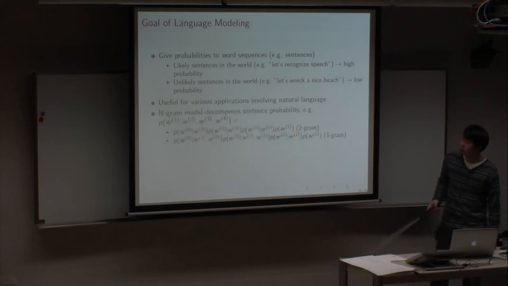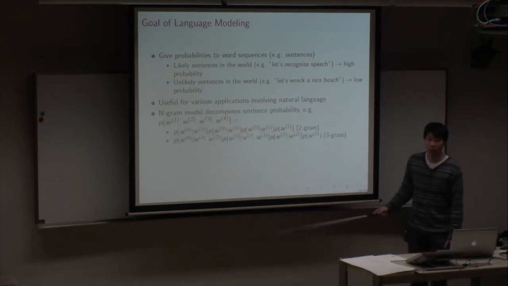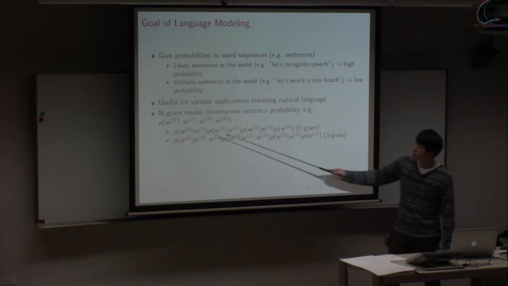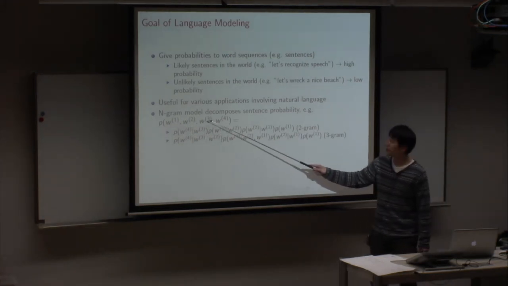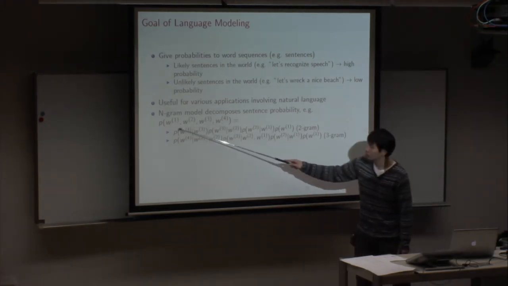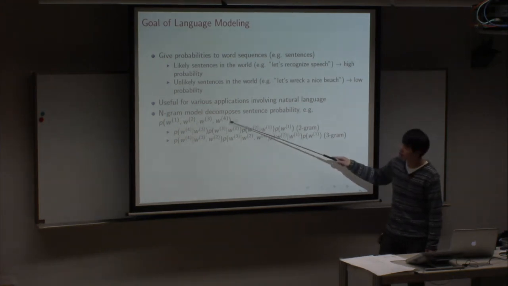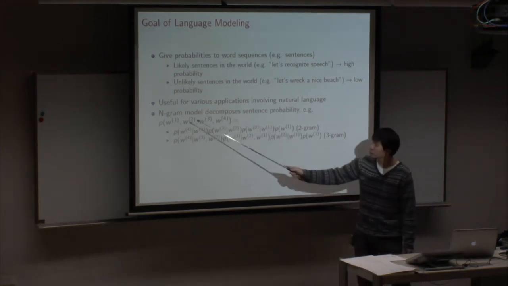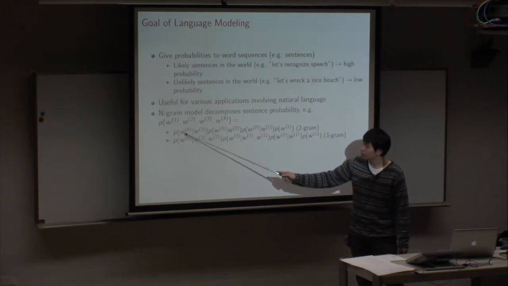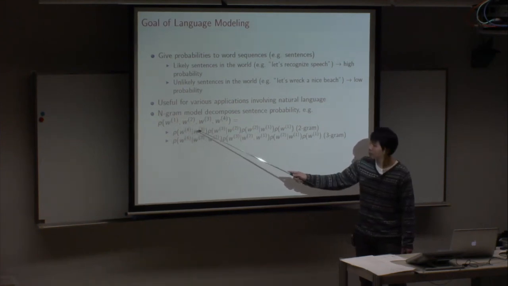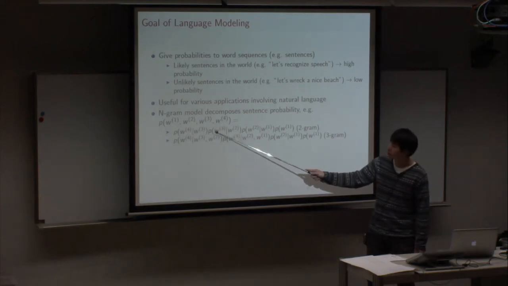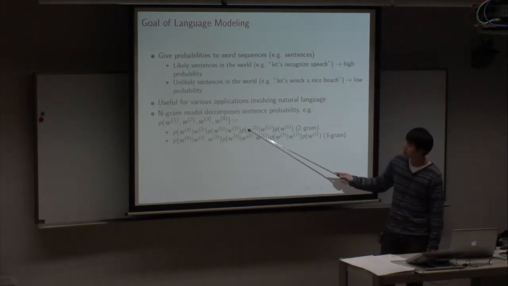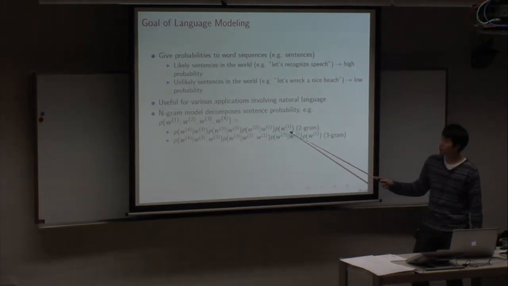Okay. So one standard way to do it is what's called an n-gram model. Right? So suppose now you have four words in your sentence. You want to find the probability of this four-word sentence. You can decompose this into sequences of two words, right? So what's the probability of the fourth word given the third word? What's the probability of the third word given the second word? The second word given the first word, and what's the probability of the first word?